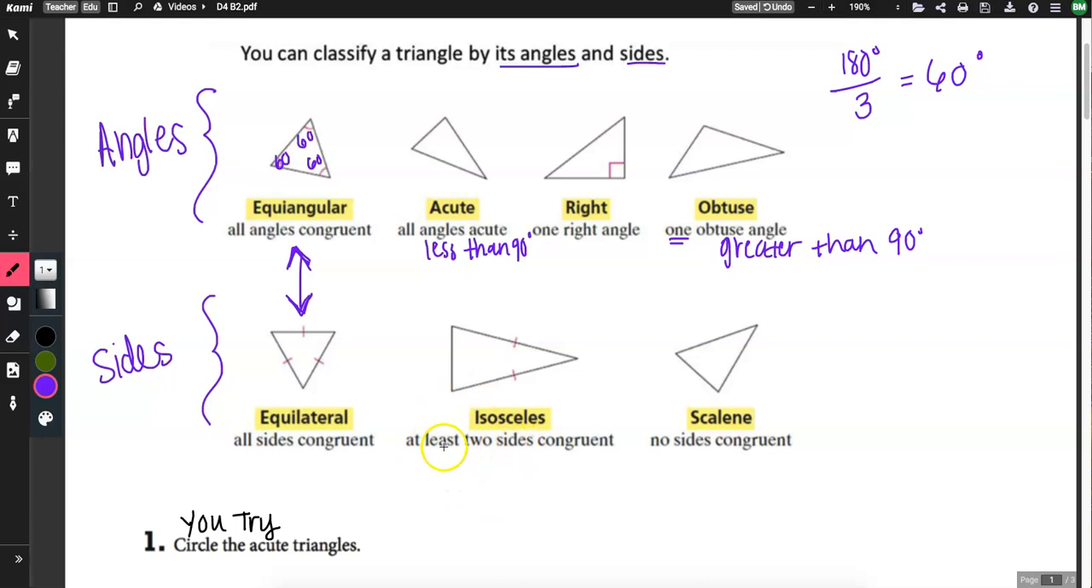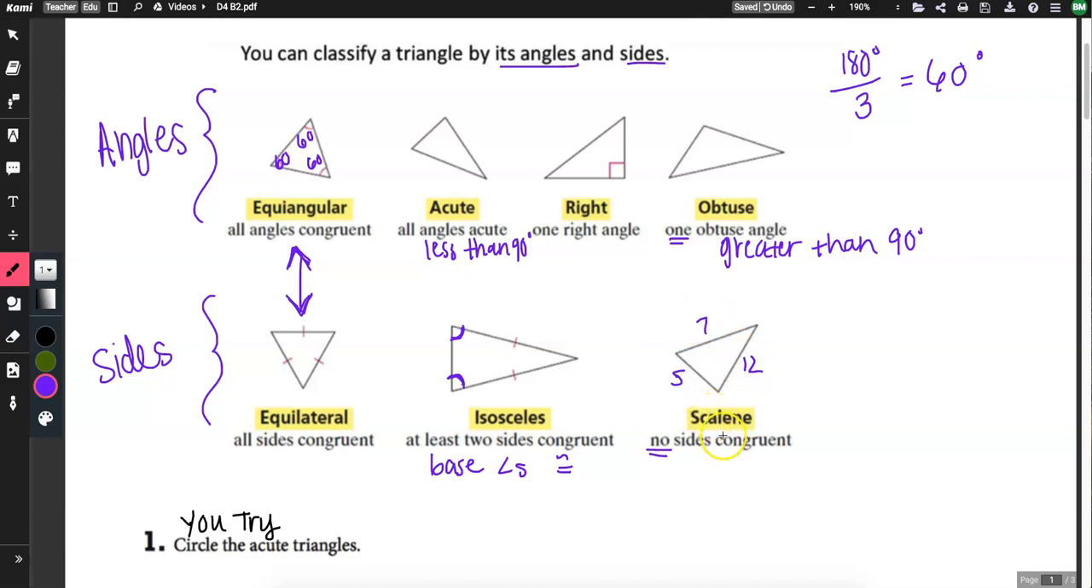Another fact with isosceles triangles is that the base angles are also congruent, meaning these 2 angles down here. So they're the angles across from the congruent sides. Base doesn't always mean bottom. Right, so it's tilted on its side, but the 2 angles across from the congruent sides are congruent to each other. And then scalene means no sides are congruent. So this might be 5, 7, 12. Right, none of the sides are the same.